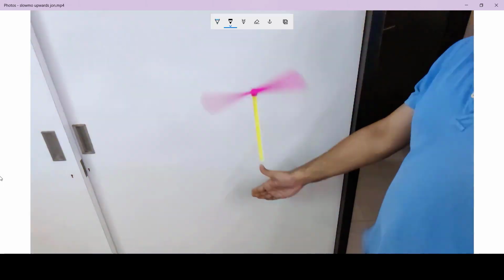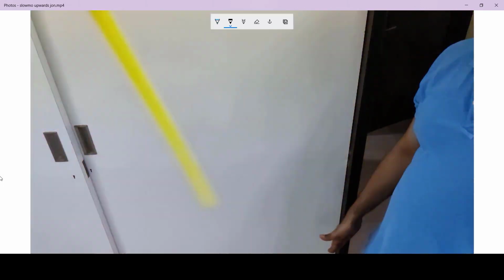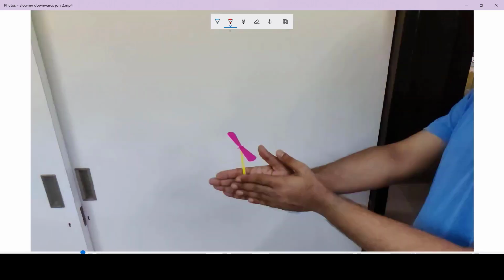So you can see that it's flying upwards towards the camera. First concept, we saw that the angle of attack basically defines whether a propeller will move upwards or downwards. Now here I will show you a situation where I will rotate this propeller in a clockwise direction.